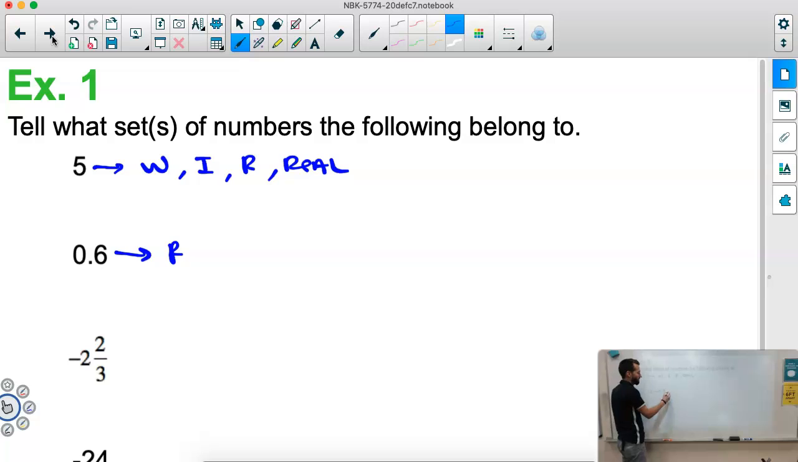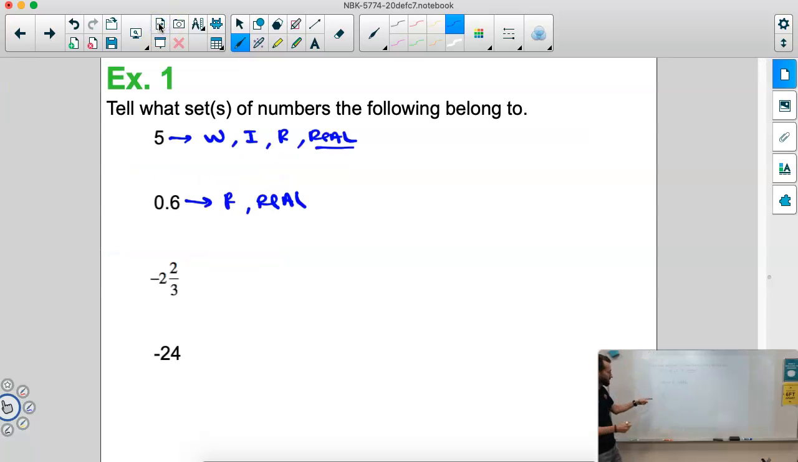Okay. And it is a real number. So basically all of the numbers, unless I've slapped pi up here, everything's going to be real. Real is going to fit every category, again, unless I put something like pi. Okay. This one right here is going to be rational and real.